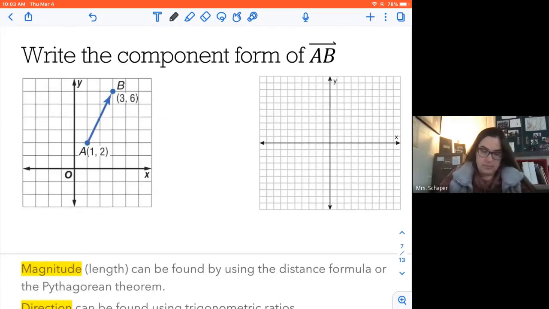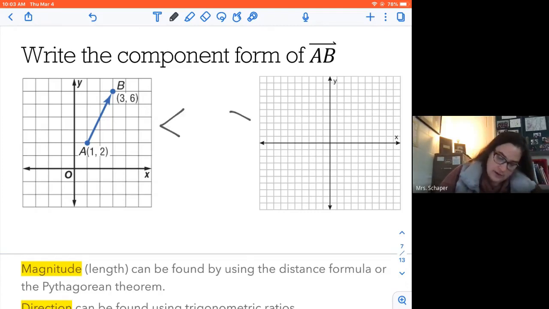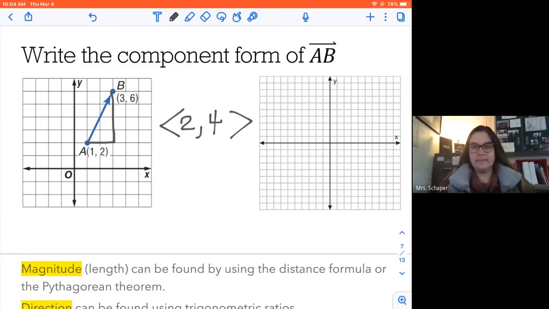So the component form of A and B, again, component form means I want to use these angled sides. And I'm going to say, how far does my x get affected? It goes to the right 2, so that's +2. And it goes up 1, 2, 3, 4. It goes up 4. So that's <2, 4>. That's component form. It's just talking about how it's moving.